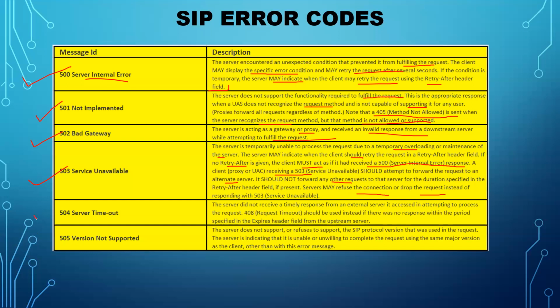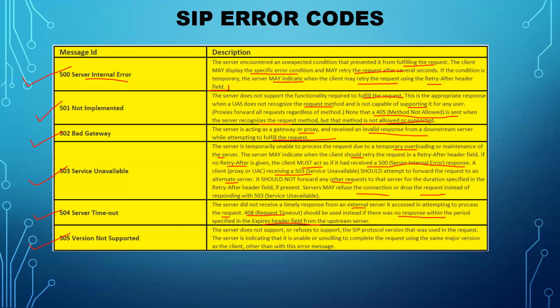Then we have this 504 Server Timeout, right? The server did not receive a timely response from an external server it accessed in attempting to process the request. There would be a 408 Request Timeout as well. This is server timeout. 408 should be used instead if there was no response within the period specified in the Expires header field from the upstream server, right? This is from the external, this is from the upstream server.